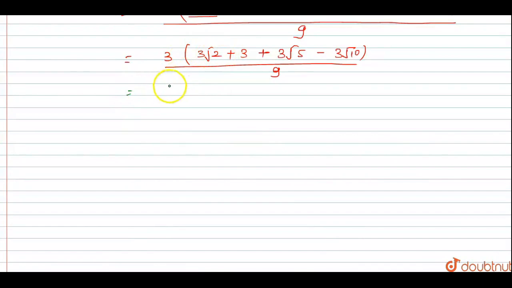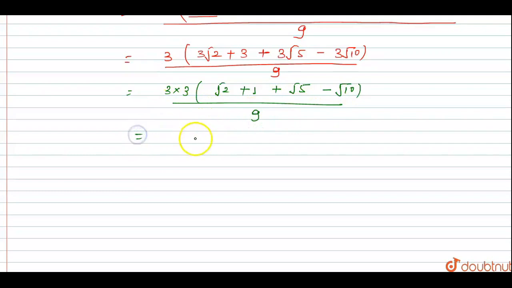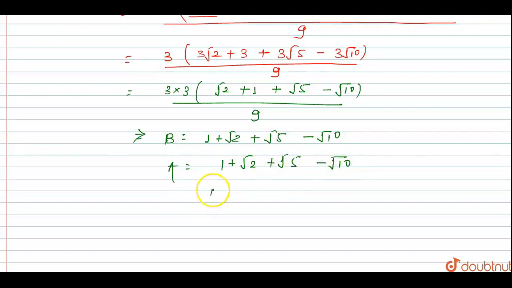And this is equal to 3 into, when we take 3 common out in all the terms, then 3 into root 2 plus 1 plus root 5 minus root 10 upon 9. Okay, and this is equal to 1 plus root 2 plus root 5 minus root 10. Okay, this is the value of B. And similarly, the value of A is given 1 plus root 2 plus root 5 minus root 10. Okay, then we can say that A is equal to B.